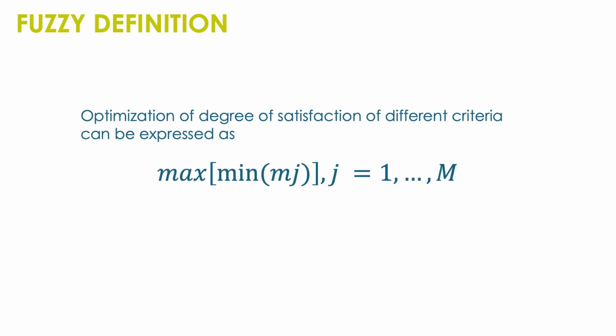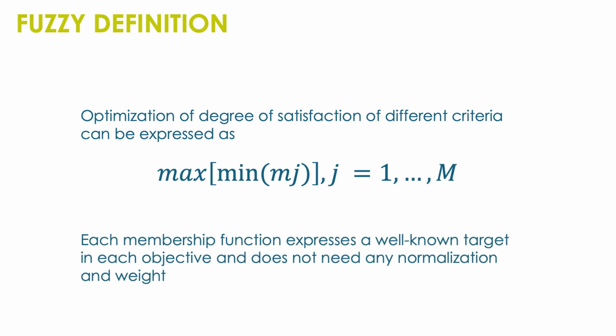So for instance, multi-criteria can be expressed by the AND. Taking into account that all criteria are met, the logical result is true. So actually we reached our objective, the goal, the utopia point. So optimization of degrees of satisfaction of different criteria can be expressed as the maximization or the minimization of all degrees of satisfaction of all the membership functions m sub j, for j going from 1 to the total number of objectives capital M. Each membership function expresses a well-known target in each objective, and in this way our scalarization does not need any normalization and weight.